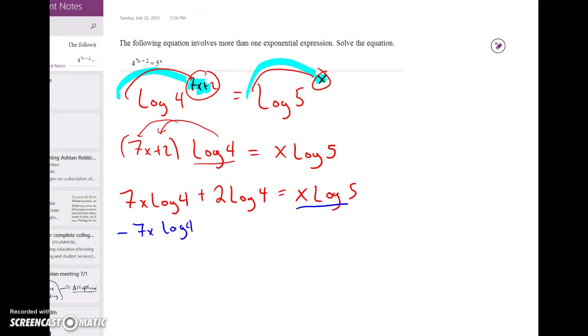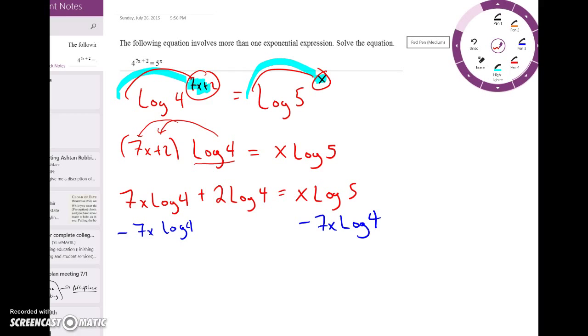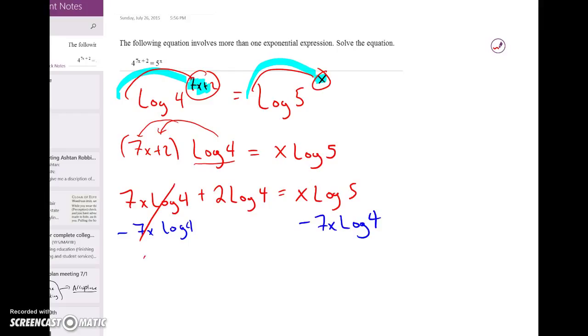Let me get rid of this line. And we're going to also subtract 7x log 4 here as well. Now, these logs are not the same thing, are they? You can see that I have a log of 5 and a log of 4. We can't subtract those two. So we're just going to go ahead and write those next to each other. These cancel out over here, and we get 2 log 4 equals x log 5 minus 7x log 4.